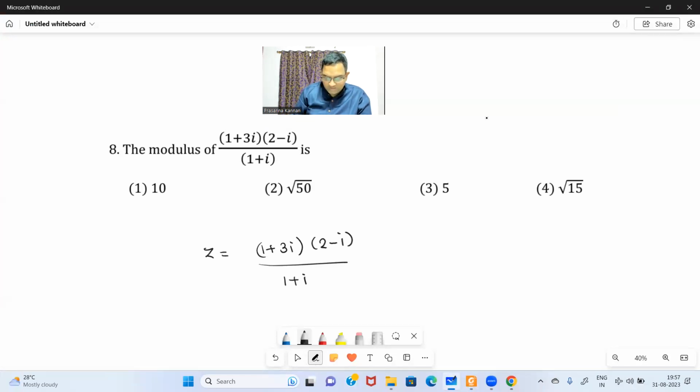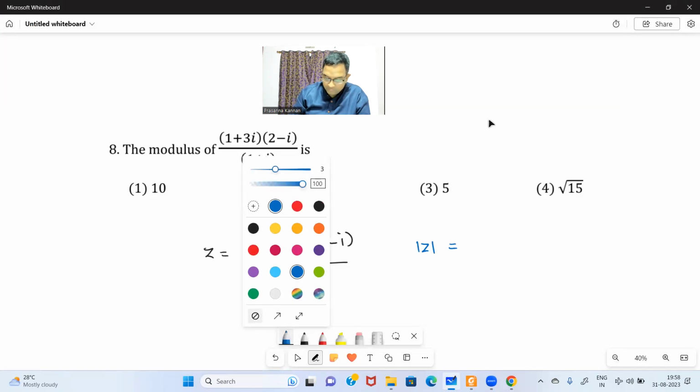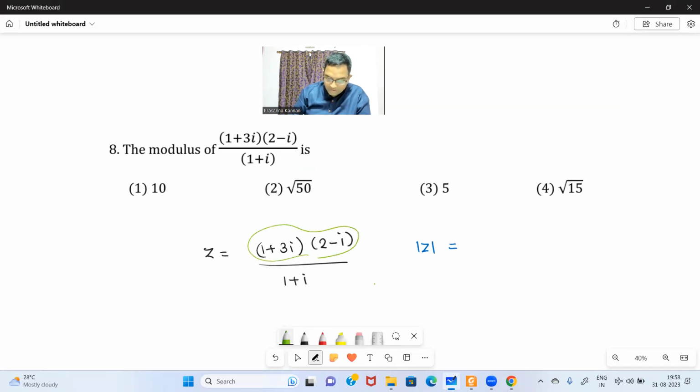Now we need modulus. One method is what? You can multiply these two. Then you can rationalize. You can multiply and divide by 1 minus i, to get a number of the form a plus ib. Then take modulus, correct? Or what is the simplest way?